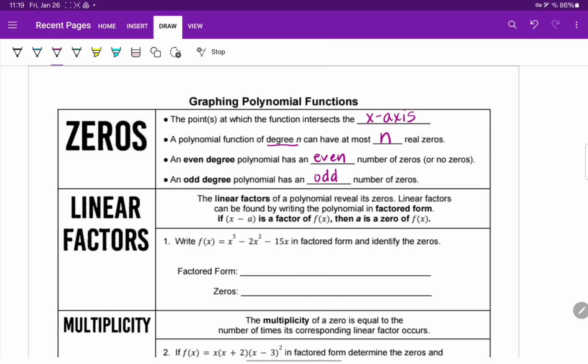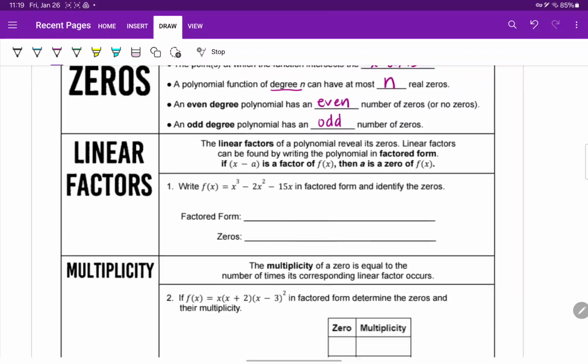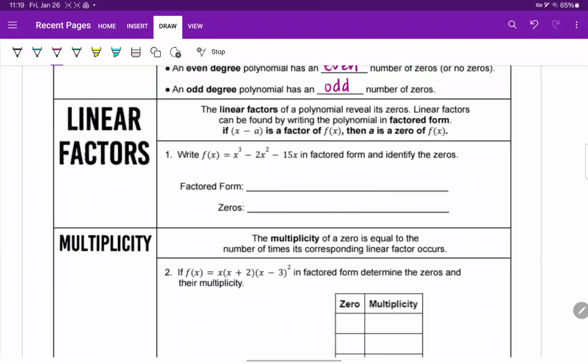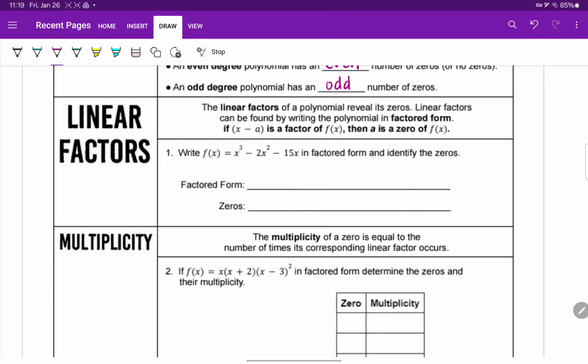And then we use our factoring skills to be able to come up with those zeros. Once we factor, we have what are called the linear factors. And so once we have everything out in factored form, we take each factor, and remember we set it equal to 0 so that we can solve and actually know what the zeros are.